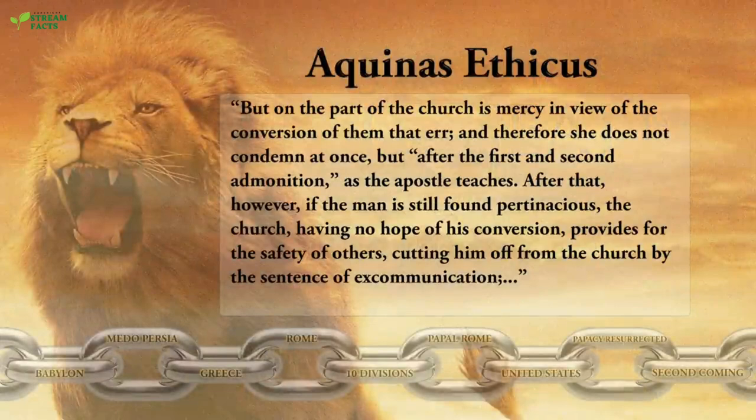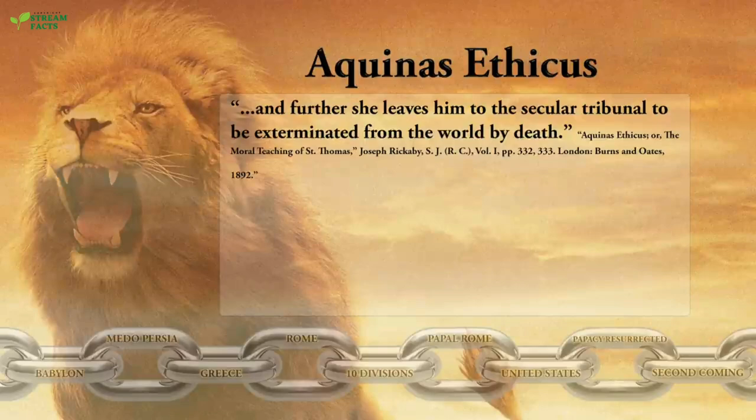And therefore she does not condemn at once, but after the first and second admonition, as the apostle teaches. After that, however, after the person is warned the first or the second time, if the man is still found pertinacious, that is, obstinate, the church, having no hope of his conversion, provides for the safety of others, cutting him off from the church by the sentence of excommunication, and further, she leaves him to the secular tribunal to be exterminated from the world by death."